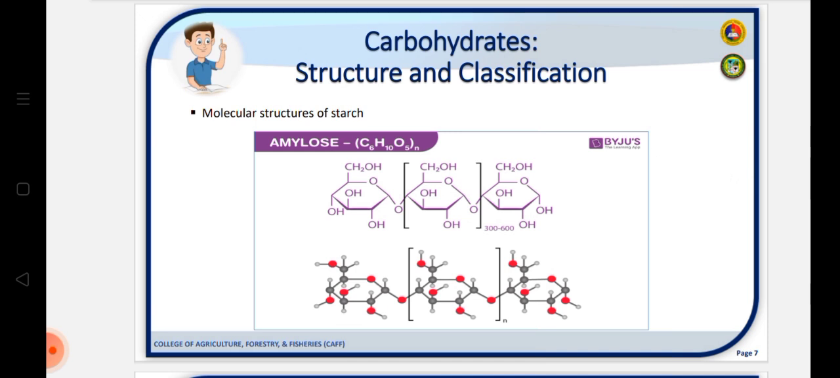Typically, amylose contains between 300 to 600 glucose units, depending on the plant source and developmental stage. So the linear structure of amylose allows it to coil into a helical shape as shown in the 3D molecular model. And this conformation influences its digestibility, gelatinization behavior, and interaction with other molecules, especially in food processing and post-harvest applications.